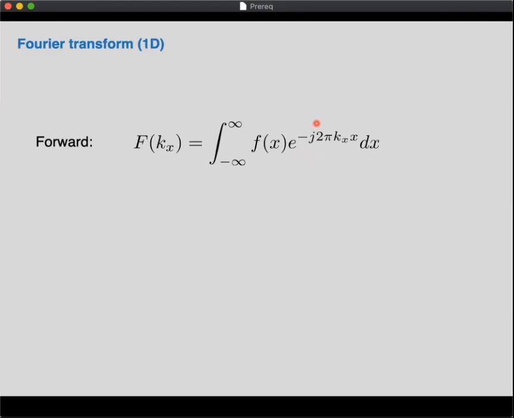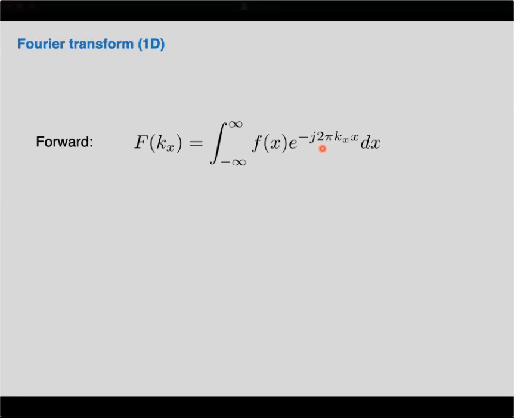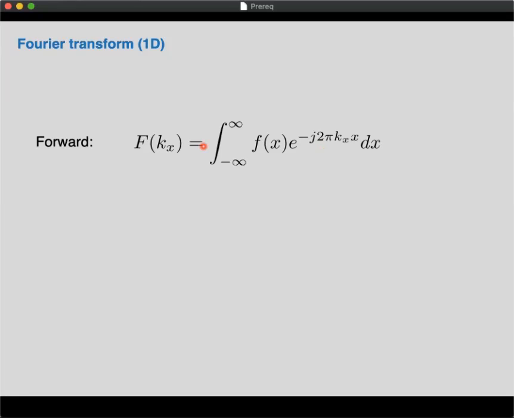If you stare at this long enough, you can see that this looks like an inner product. You take this complex exponential, which is a frequency, multiply it by f of x, and then integrate. That is by definition an inner product. So the results, f of kx, are different inner products of the function f of x with the different frequencies, pretty much projecting onto the Fourier basis. So this is the Fourier transform.